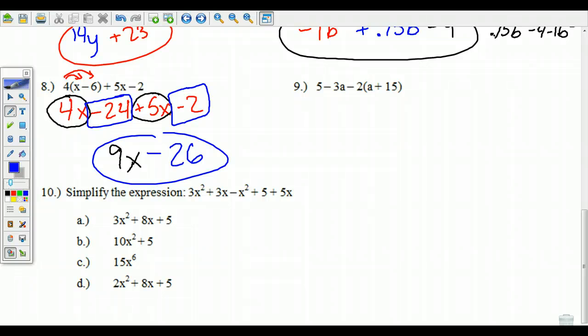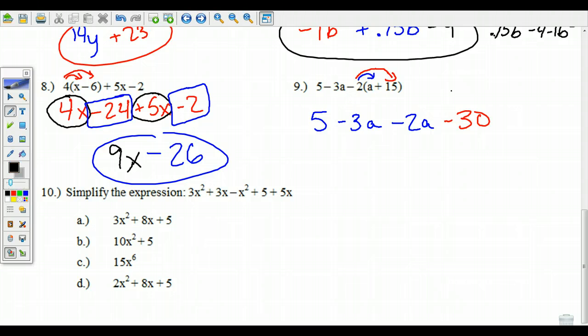Number 9 is probably the most difficult one in this section here, because you have to distribute negative 2. So what we're going to do is bring down everything else. We're going to bring down 5 and negative 3a. And we're going to do negative 2 times a, which is negative 2a. And then negative 2 times 15, which is negative 30.